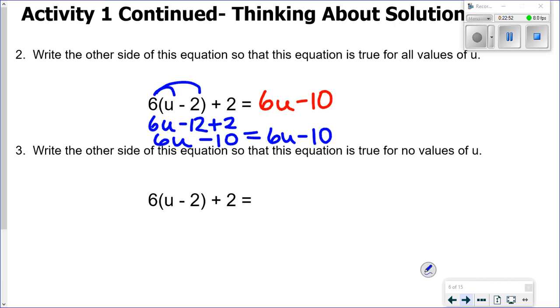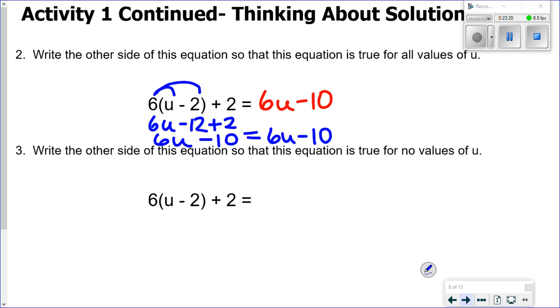So you may not have 6u minus 10, you may have 6u minus 12 plus 2. That would work. You may have 6 times the quantity of u minus 2 plus 2 rewritten again on the right-hand side. That would work as well. So whatever you do have on that right-hand side, please make sure that it balances out with the left, and you can again test it by inputting numbers. Or you can use my example if you were unsure.